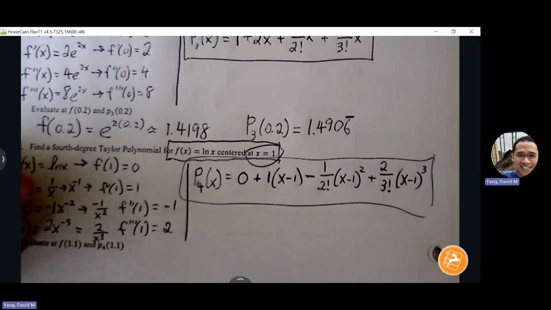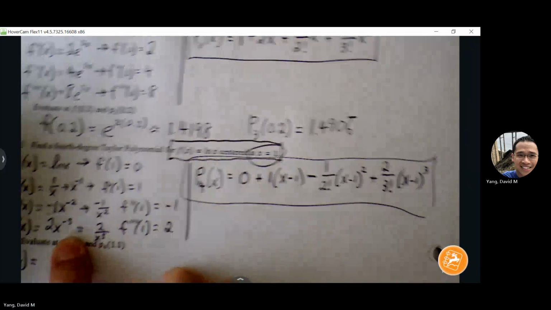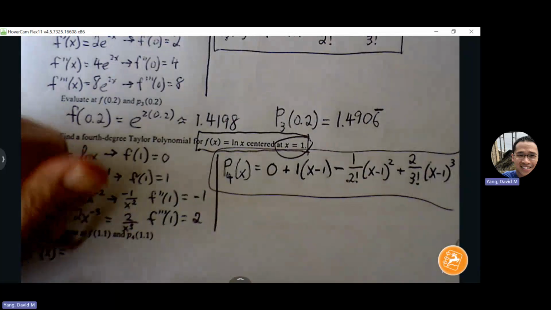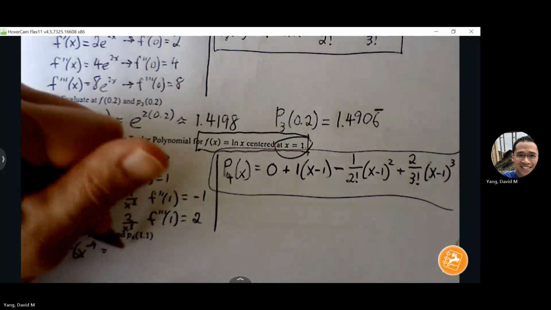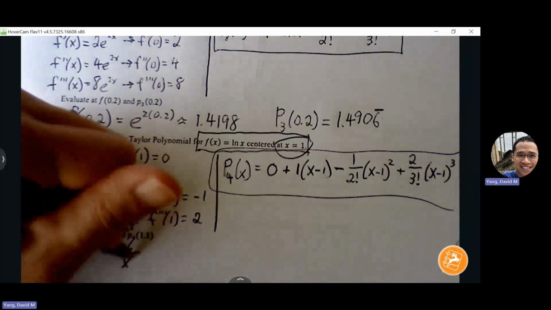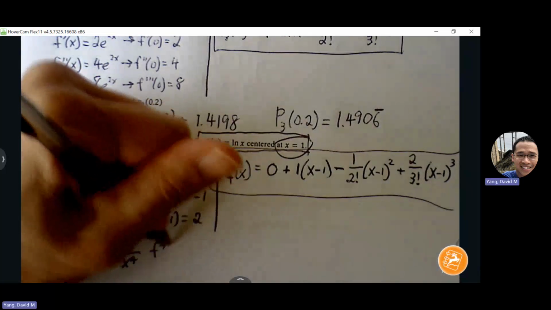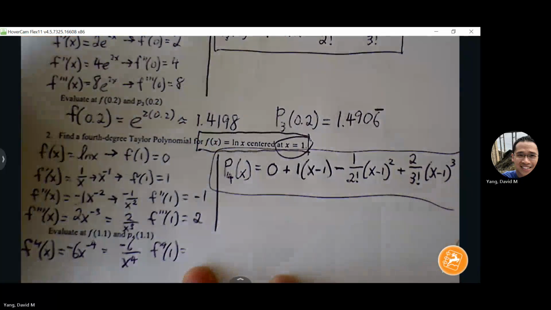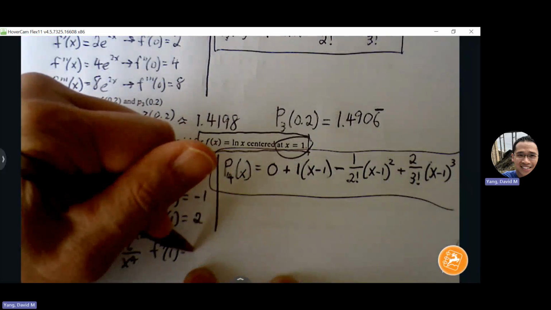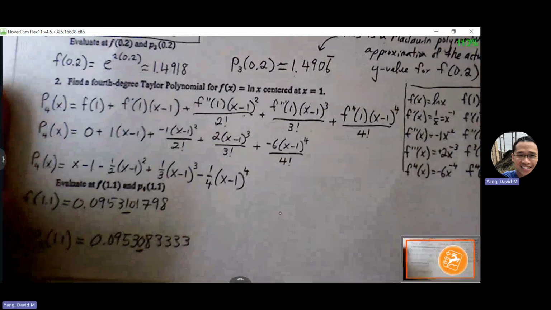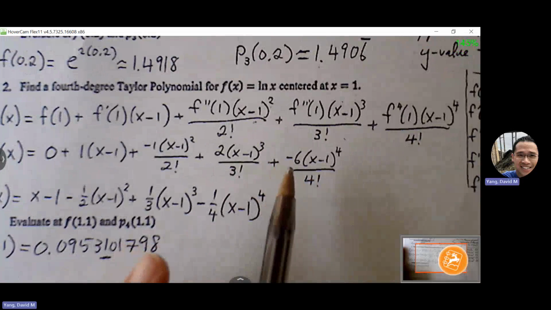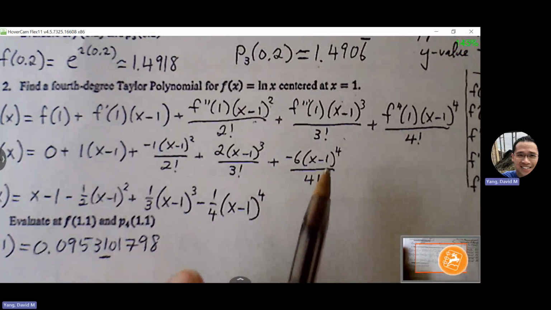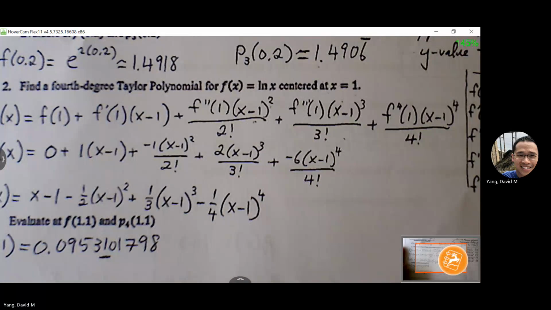Okay, so the fourth derivative of x. What's the fourth derivative? Okay, thanks. -6x to the -4, so -6 over x to the fourth. The fourth derivative of f at 1 is equal to what? -6. Okay, sorry, I left out one term there. So that last term is going to be minus 6 over 4 factorial times x minus 1 to the fourth.